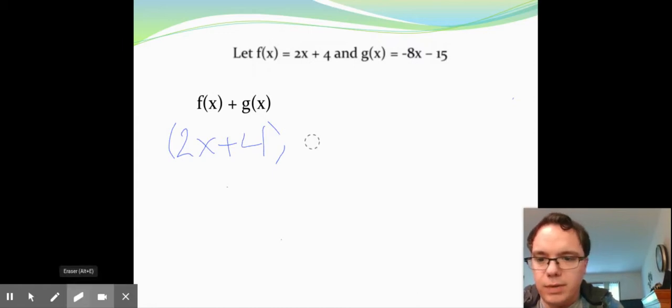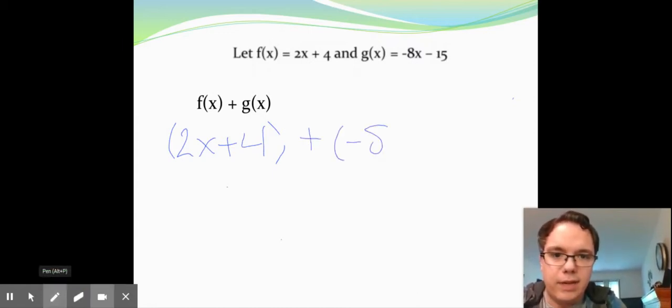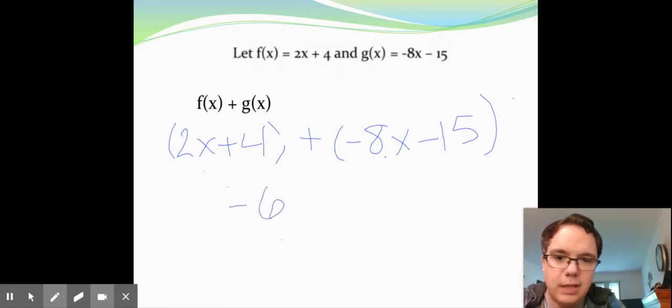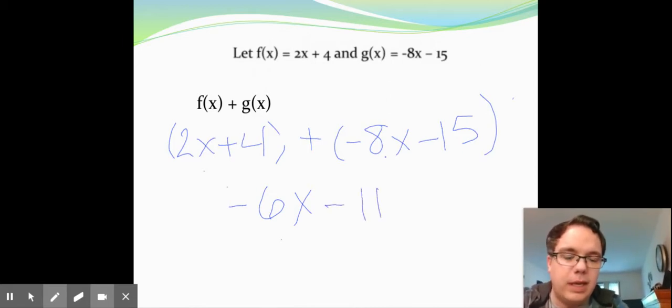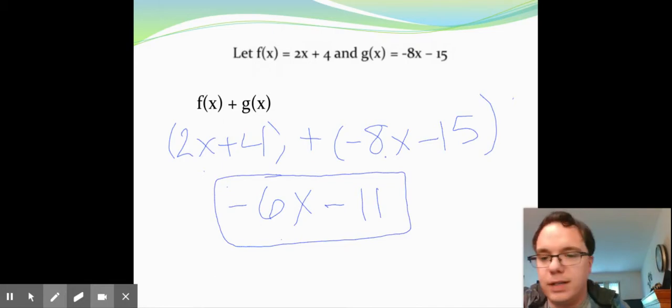that plus looks weird. All right, so plus, and our g of x is negative 8x minus 15. So if we combine our like terms, we have 2x minus 8x, which is negative 6x, and 4 plus a negative 15 gets us minus 11. Negative 6x minus 11 is as simple as we can get for this expression, so that is our answer.